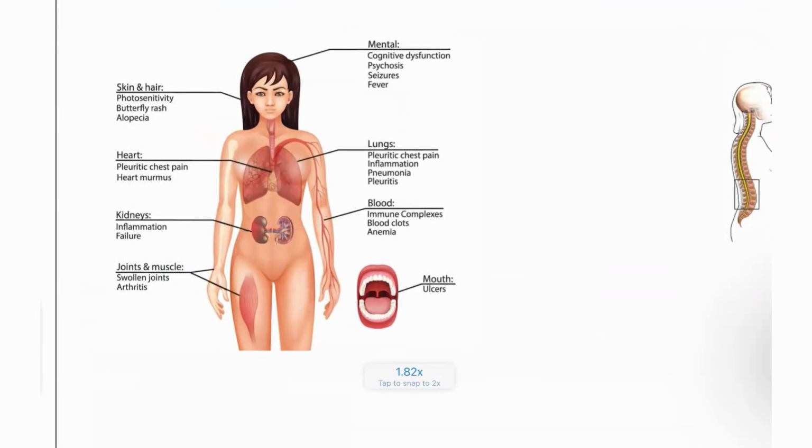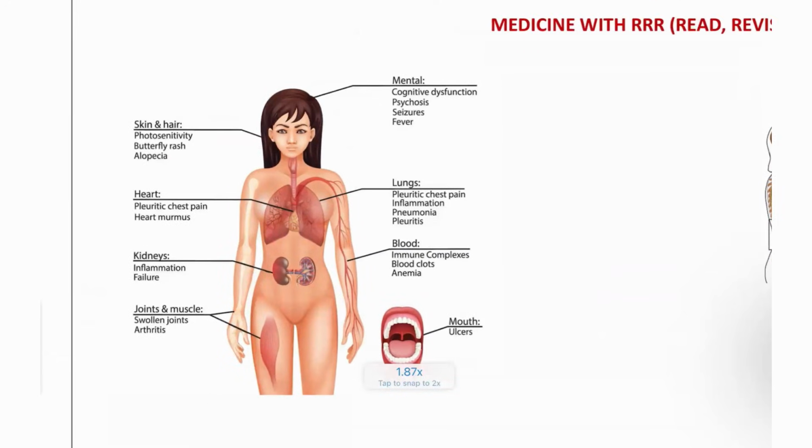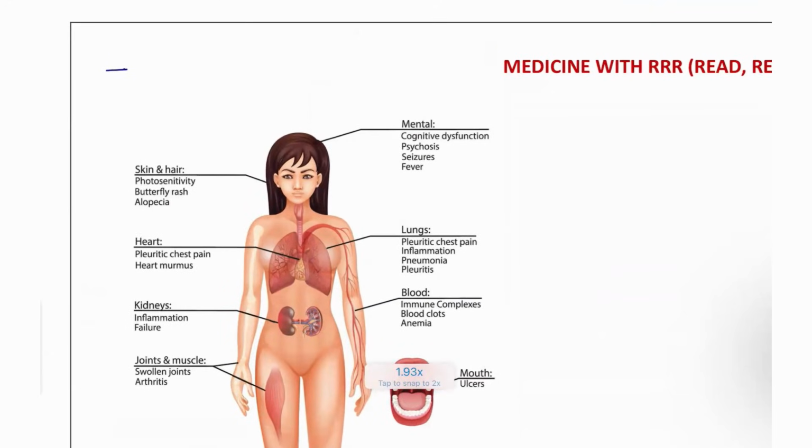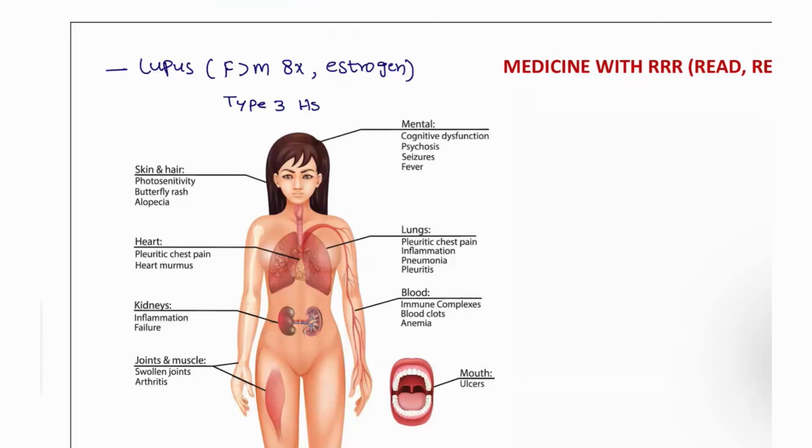Systemic lupus erythematosus, right? This is another autoimmune condition that we are going to discuss here. Systemic lupus erythematosus is most commonly seen in female patients, at least 8 times more common in females, because of the estrogen effect. The more estrogen, the more likely the patients will have systemic lupus erythematosus, and this is considered a type 3 hypersensitivity reaction.